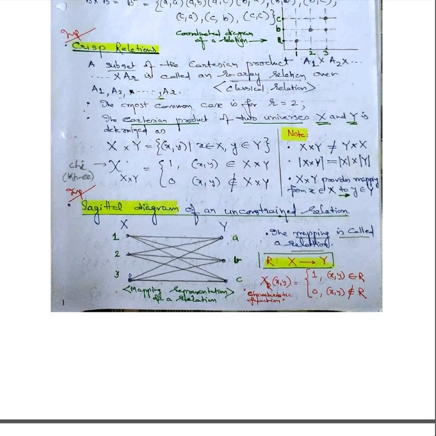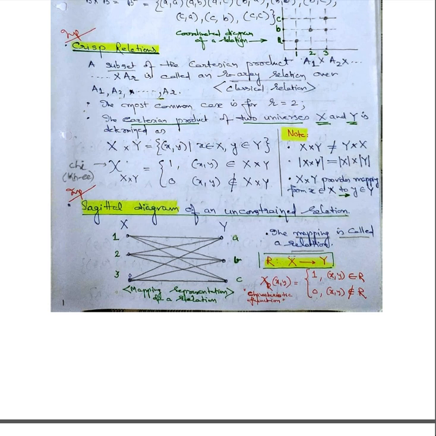Now coming to the next point, we talk about a sagittal diagram for the unconstrained relation. That means there is no constraint. It's not like this. When there is unconstrained, then there is a better mapping. Here you try to see x is equal to 1 to 3, y is equal to A, B, C. You can see that there is a relationship that exists between these.